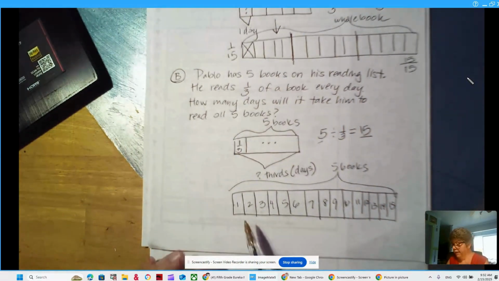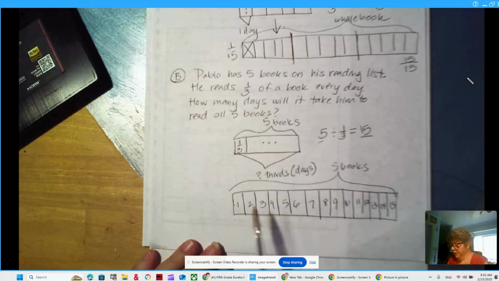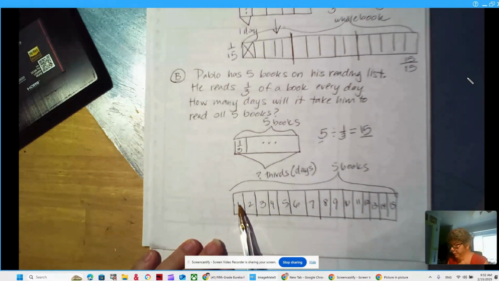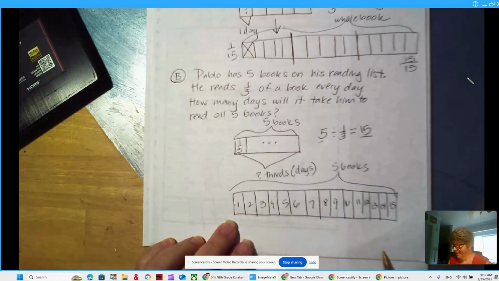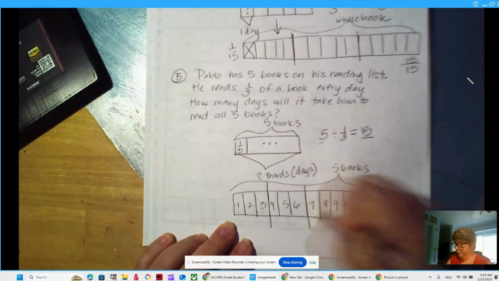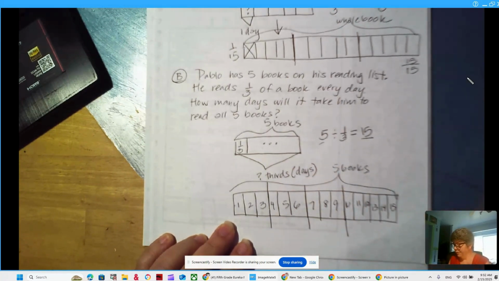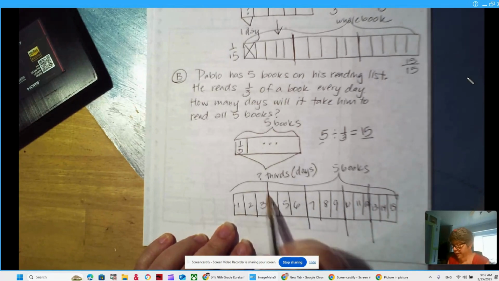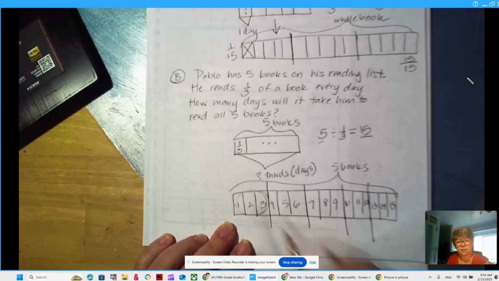But we're showing every third, and we can see a third a day, right? In 5 books. So I'm thinking about how 3 thirds would be 1 book, 6 thirds would be 2 books, 9 thirds would be 3 books, 12 thirds would be 4, and then there's your 5 books, right? If you want to show that 3/3 is going to make one book.